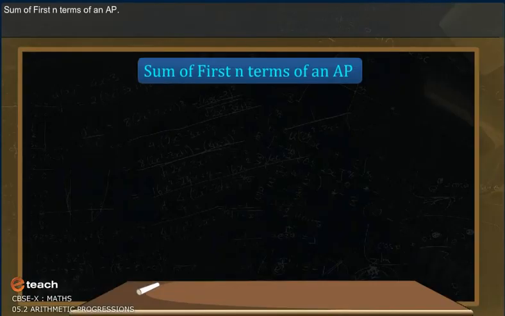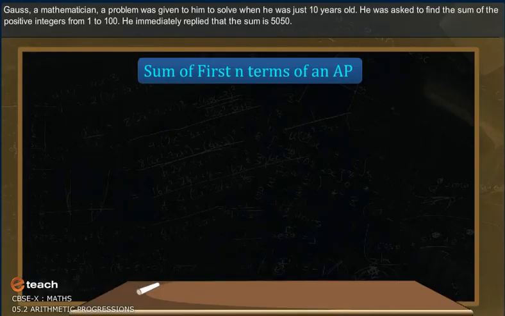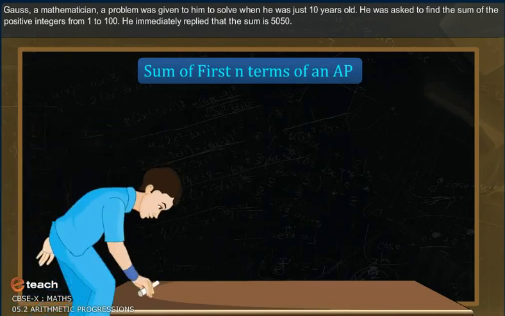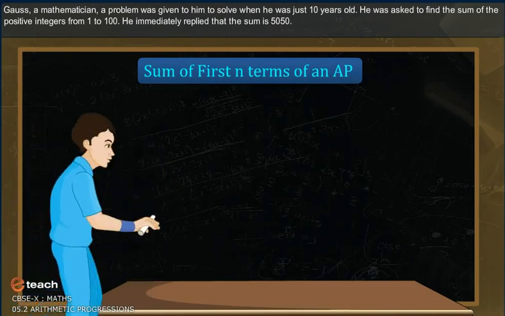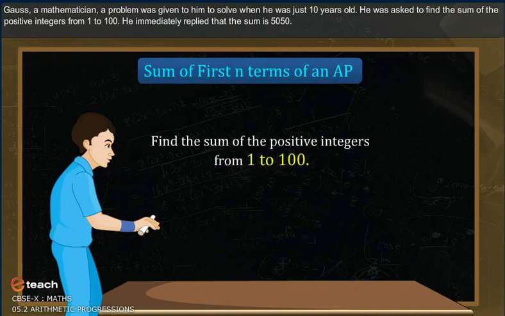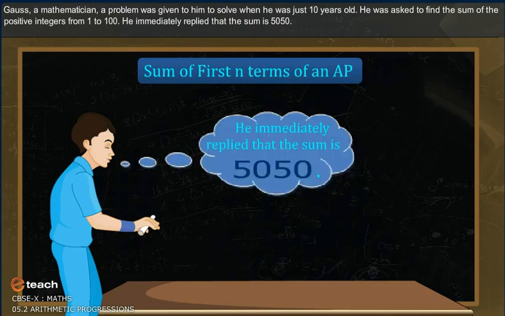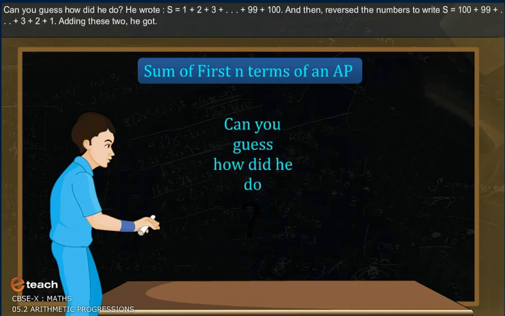Sum of first n terms of an AP. Gauss, a mathematician, was given a problem to solve when he was just 10 years old. He was asked to find the sum of the positive integers from 1 to 100. He immediately replied that the sum is 5050. Can you guess how he did it?